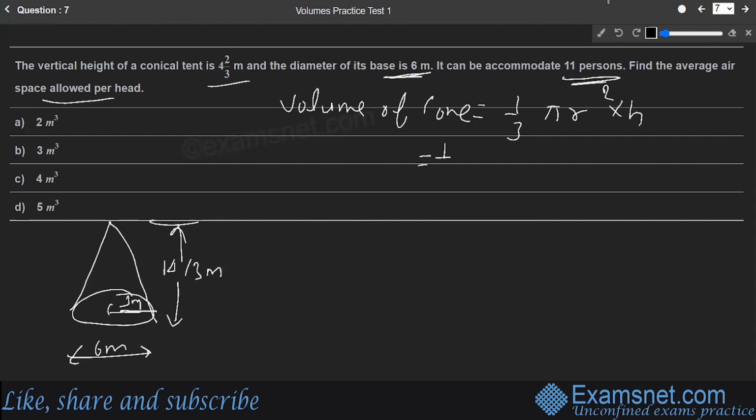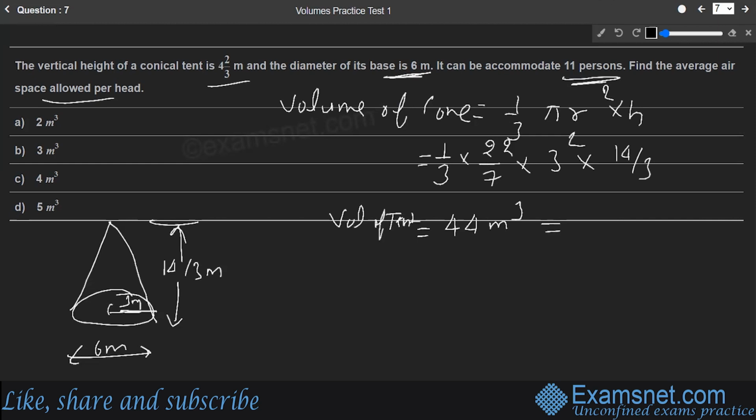Let's put the values. So it's going to be 1 by 3, pi is 22 by 7, into r value 3 square, into h value 14 by 3. So we need to solve this expression. If we solve this, it comes out to be 44 meter cube. So that is the volume of the conical tent.